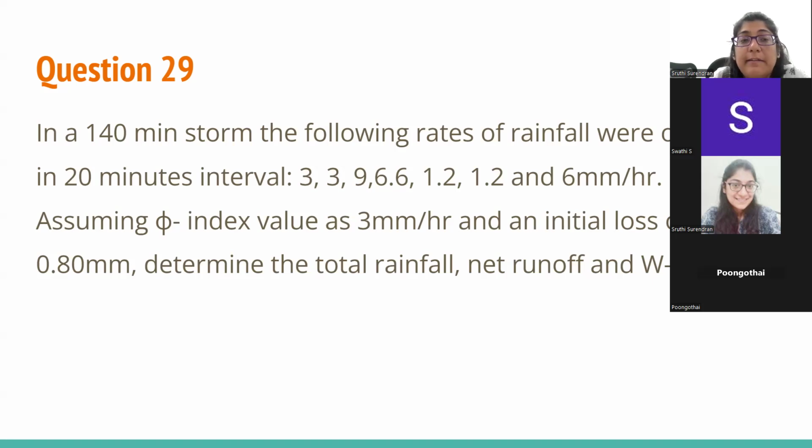So P you have, R you don't have, phi index you have, and the initial loss you have. So you can find out what is the W index, and from that you can find out the runoff.